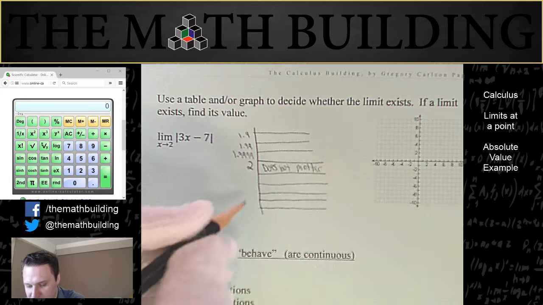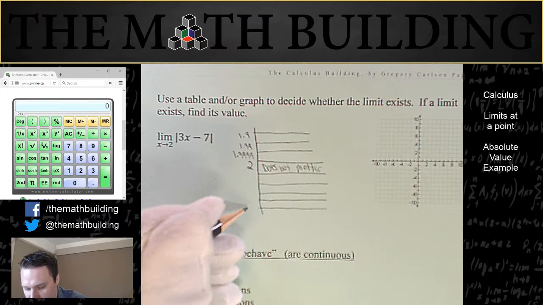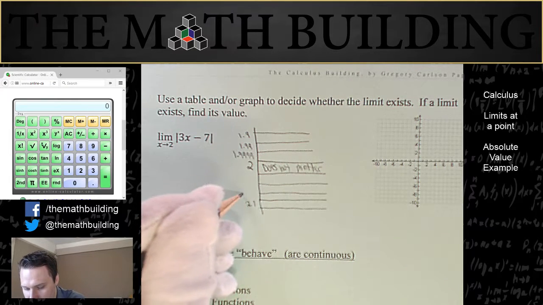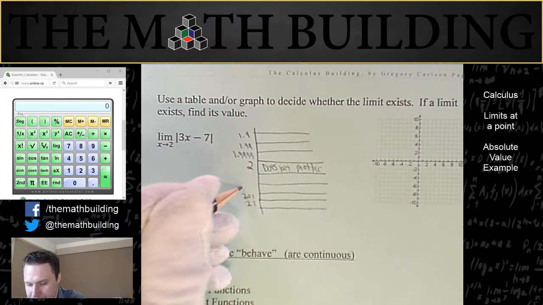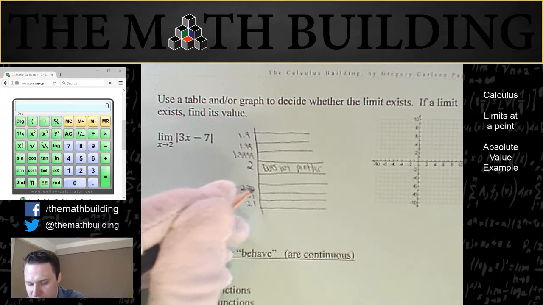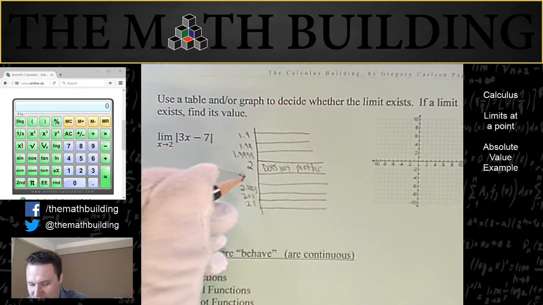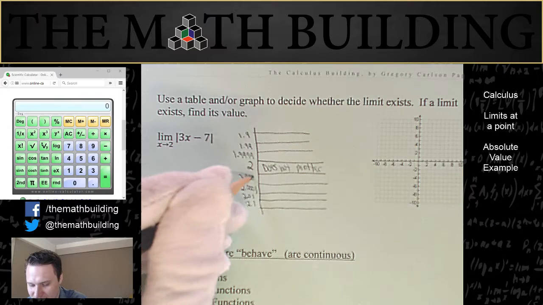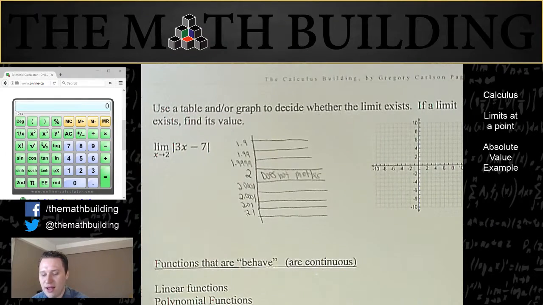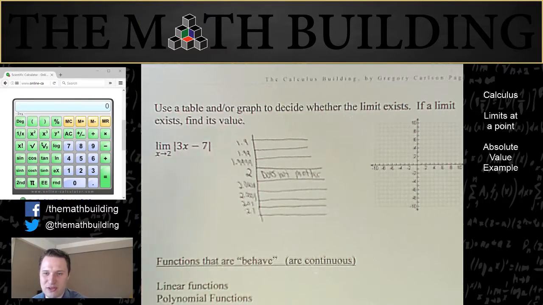let's try doing the values 2.1, 2.01, 2.0001, and... let's see, I've done one too many on this side, but that's okay. 2.0001. All right, so let's plug those values into our function and see what we get.